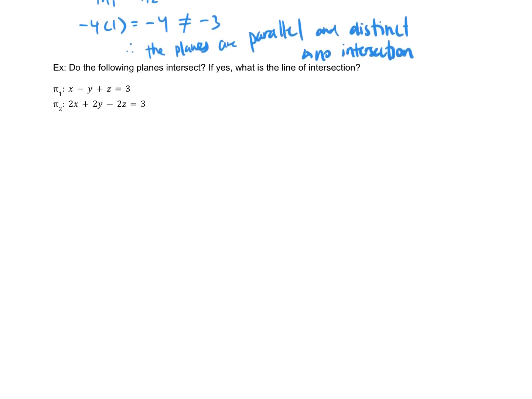All right, next example. Do the following planes intersect? If they do, what is the intersection? So, checking the normals first, of course. 1, -1, 1. 2, 2, -2. Although it looks like I could double my first normal to get the second, the negative placement messes it up, because 1 times 2 is 2, -1 times 2 is -2, so not parallel. So I'll start trying to solve. So I'm going to double the first plane, and then I'll decide what I want to eliminate.